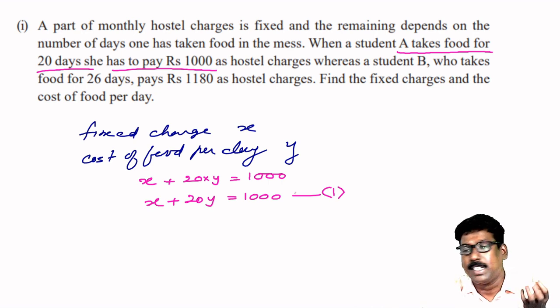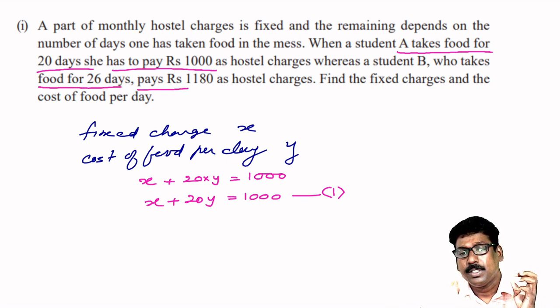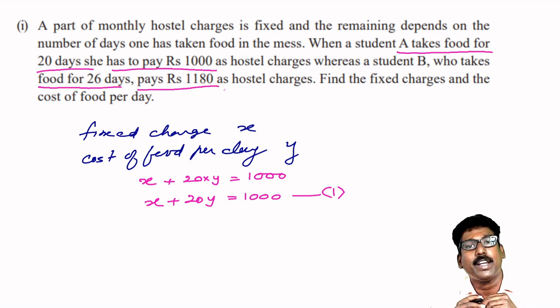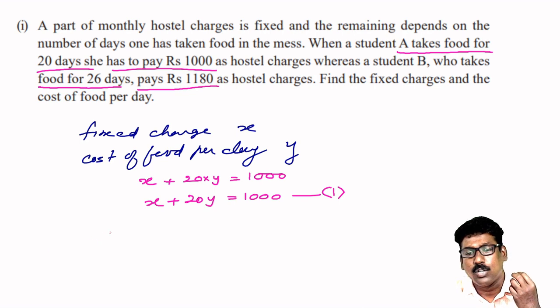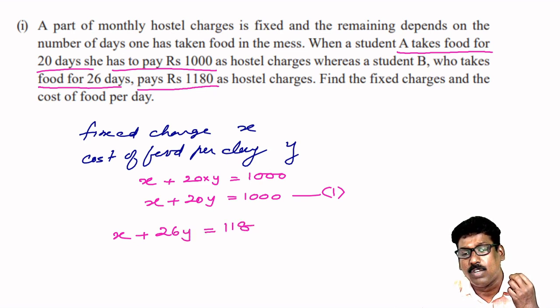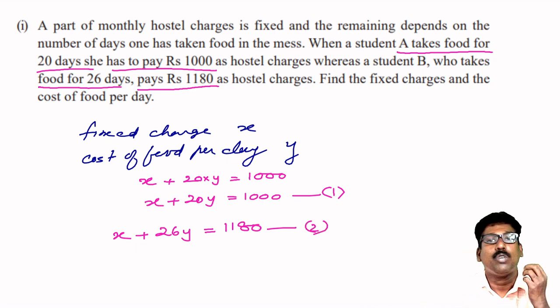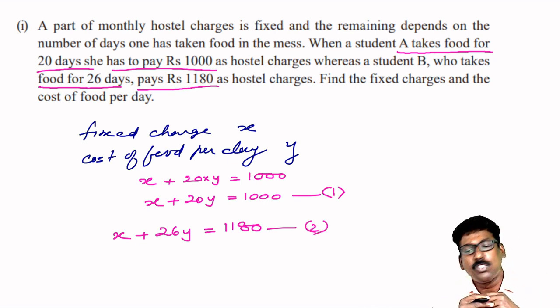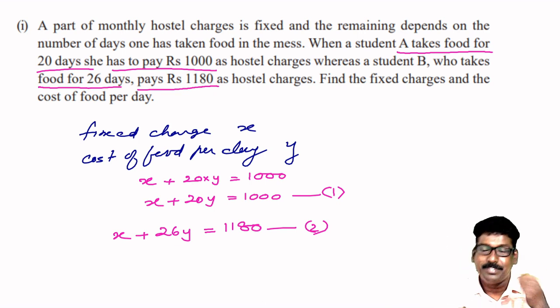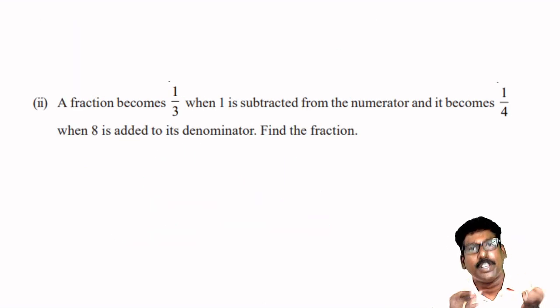Now look at the second condition. The second condition is food for 26 days, B pays rupees 1180. How will you form an equation? Yes, the fixed charge you can take as X, and for 26 days it is 26Y, and it comes to 1180. So according to the second condition, X plus 26Y is equal to 1180. So you got the equation. Now you can do it yourself.